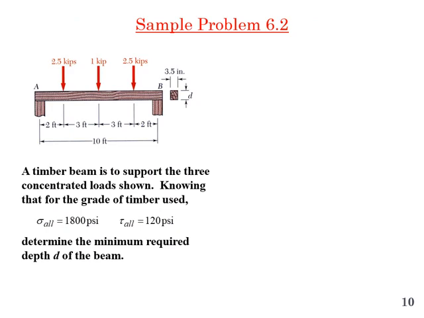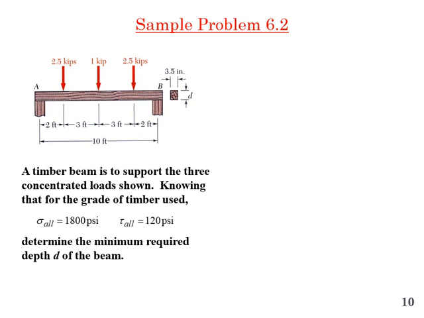This sample problem is a timber beam. We have a simply supported timber beam that is supporting three concentrated loads. Knowing that for the grade of timber used, sigma allowable is 1800 psi and tau allowable is 120 psi, determine the minimum required depth d of the beam. In this case, we have to find the value of d for the maximum bending moment and then the value of d for the maximum shearing force, and we will select whichever is the largest of both.